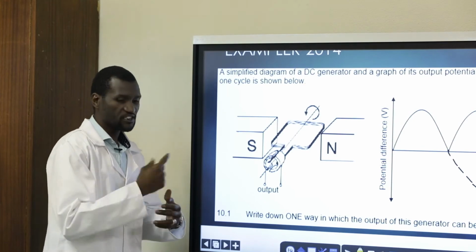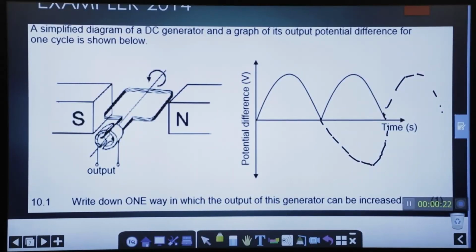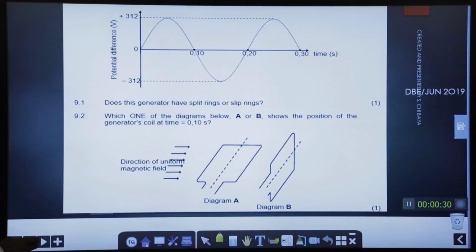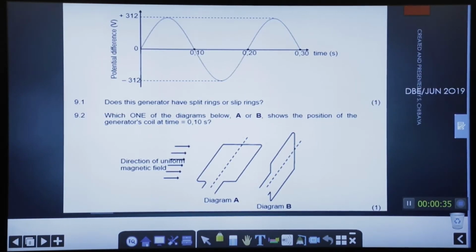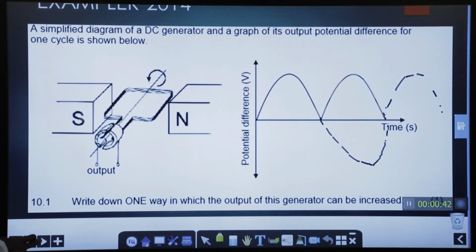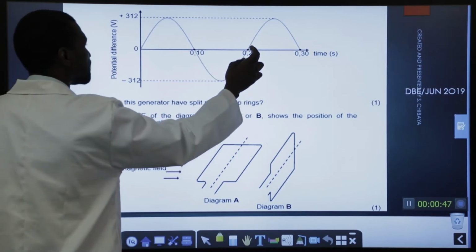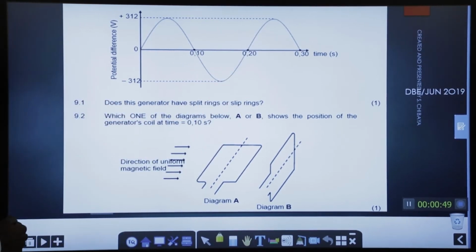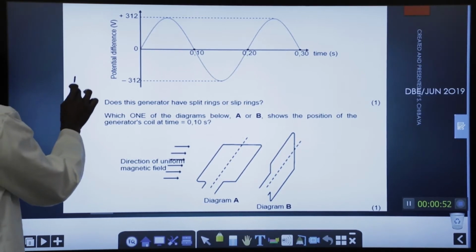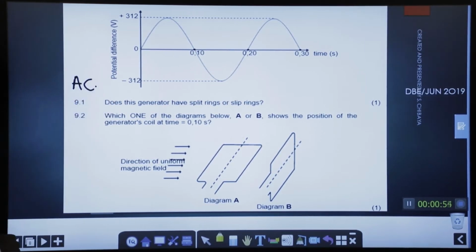The other one is to increase the number of turns within the coil. That in itself increases the potential difference. Okay. Now, as I mentioned earlier on, we said that if it is an AC generator, it will have production of potential difference also in the negative. All right? So this will be an AC generator.